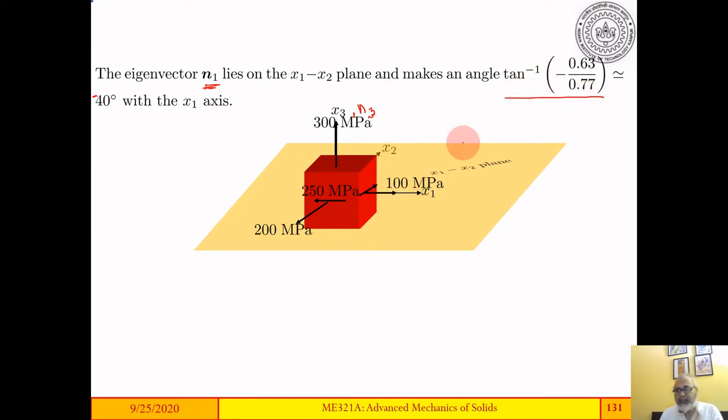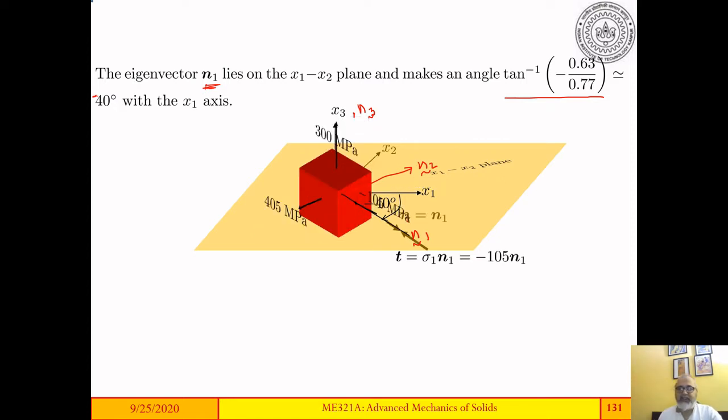n2 is oriented at minus 40 degrees to the x1 axis. So we turn it by minus 40 degrees. And now we have, this is your n1, and then we have the other axis, which is n2, which is here. And now we use n1, n2, n3 as my coordinate system. If I use n1, n2, n3 as my coordinate system, then my pillbox is like this.